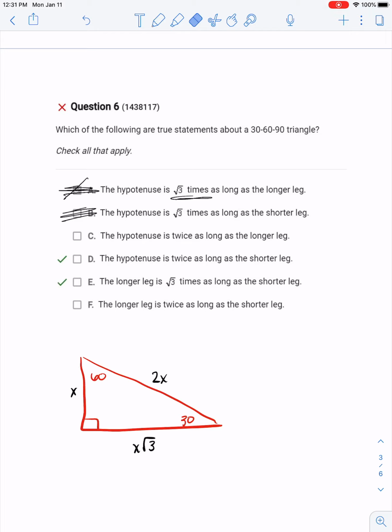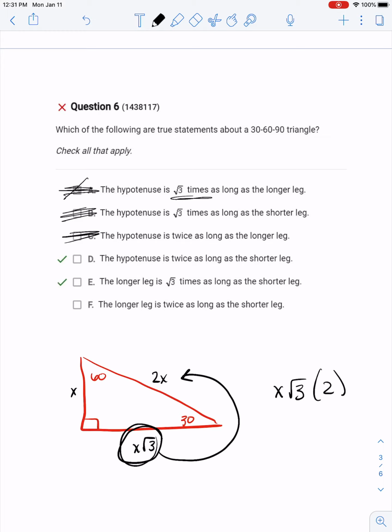So let's erase that. Next one, the hypotenuse is twice as long as the longer leg. So that means we start with the longer leg. If we multiply by 2, we should get 2x. So x radical 3, if we multiply by 2, that doesn't give us 2x. It gives us 2x radical 3, or 2 radical 3x, technically. So nope, that one's not good either.